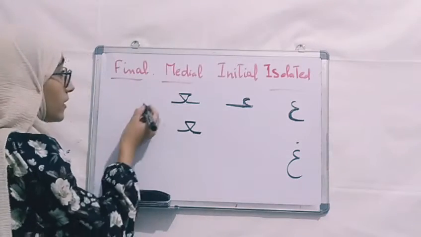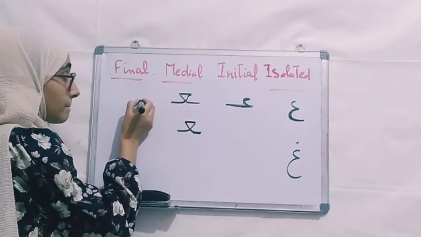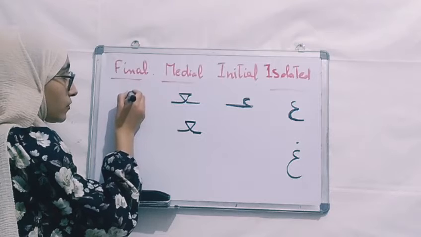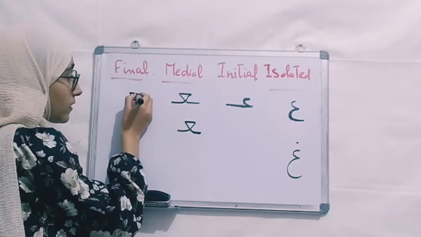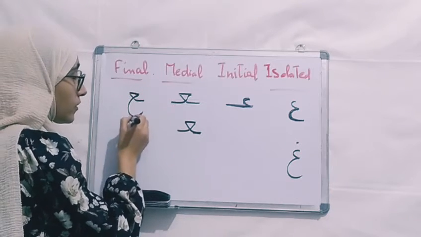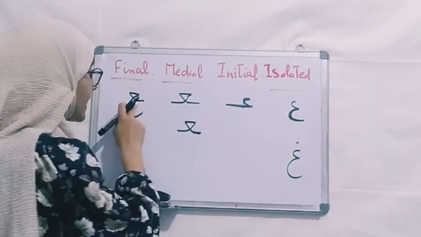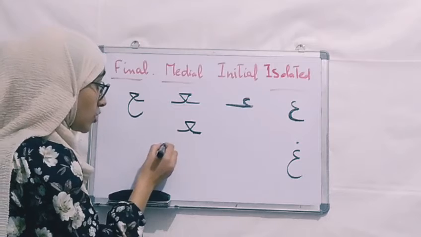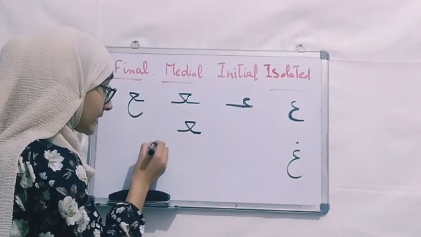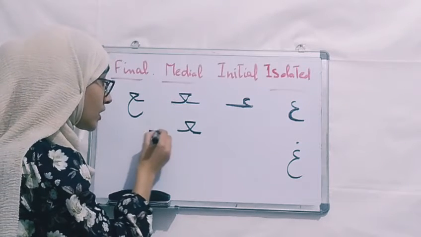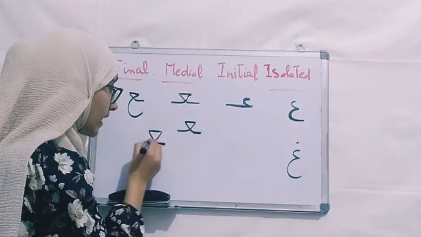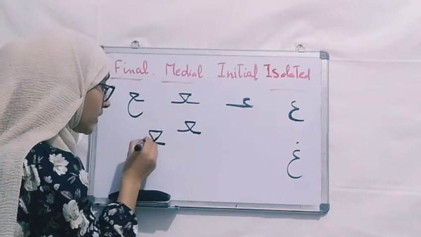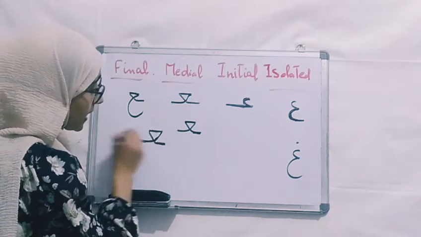And also in the final form, as the middle form, you curve it like isolated form, but as upside down triangle. So see how I'm doing it. Going up, going straight, and going down, then you keep this straight.